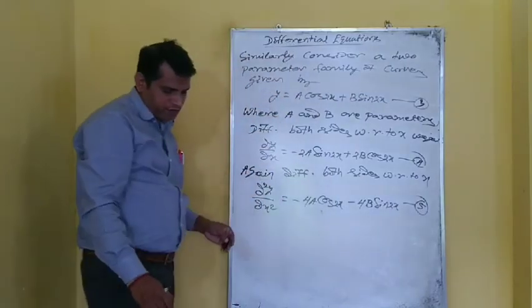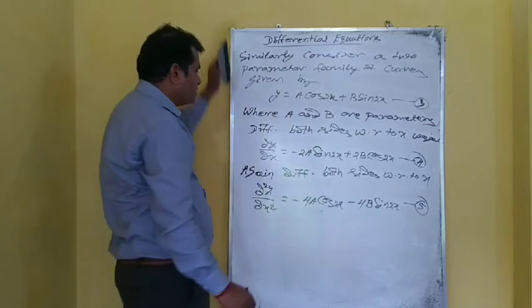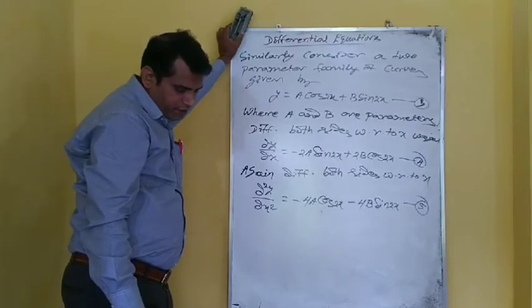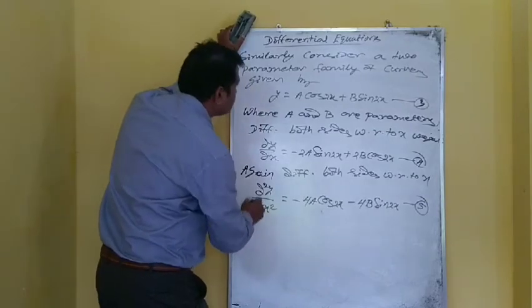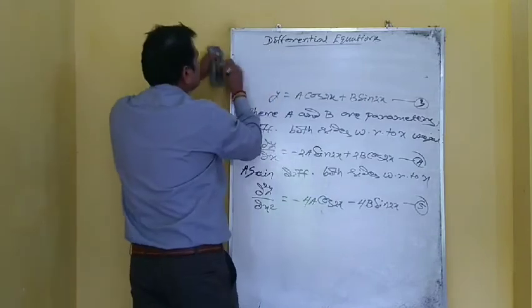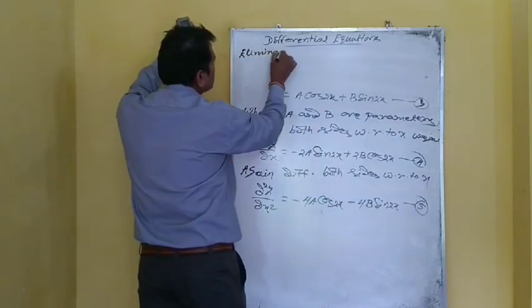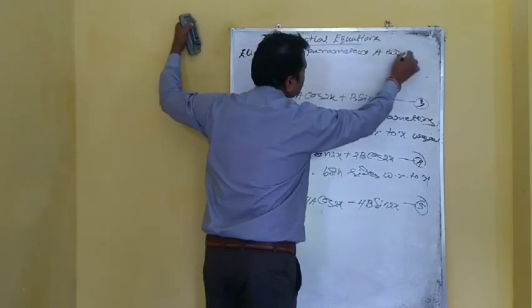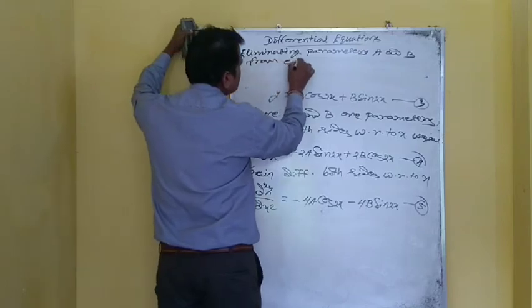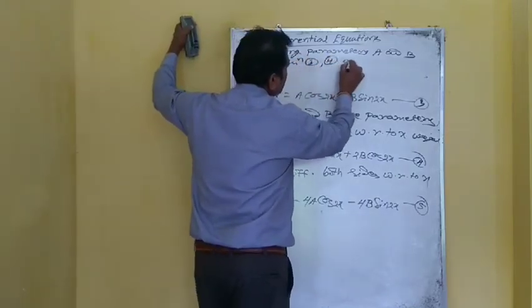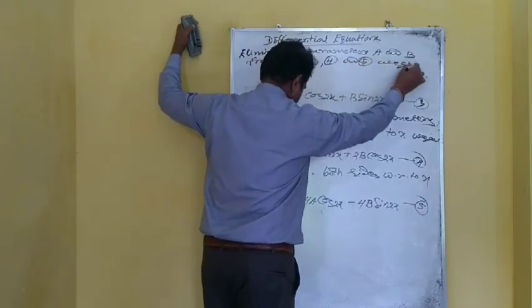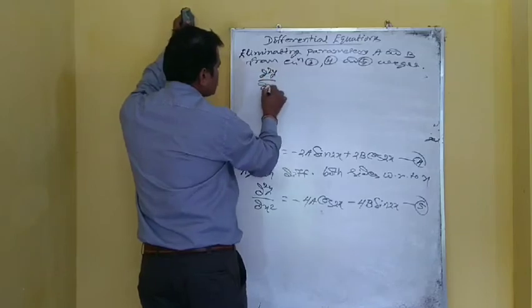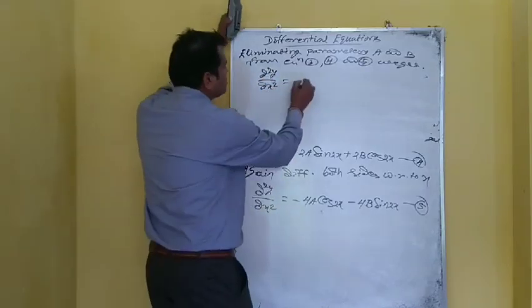Now eliminating the parameters capital A and B from equations 3, 4 and 5, we get d square y by dx square is equal to minus 4y.